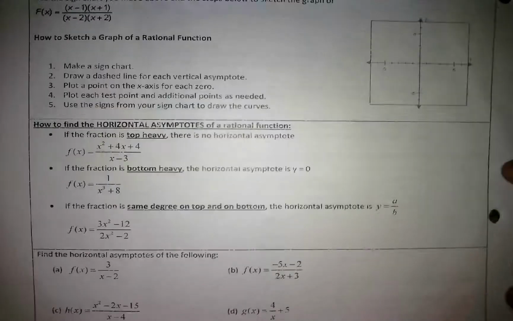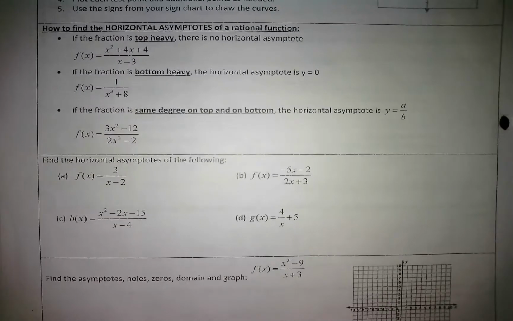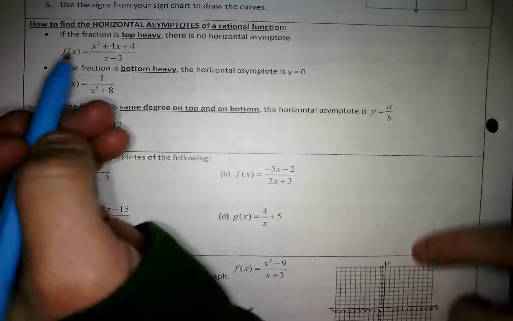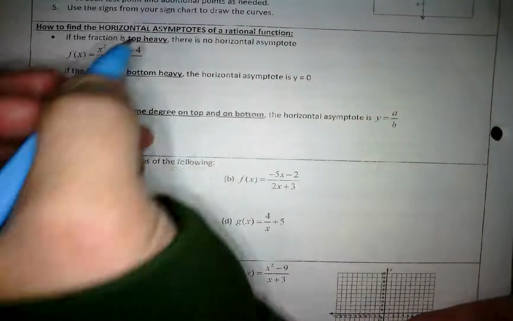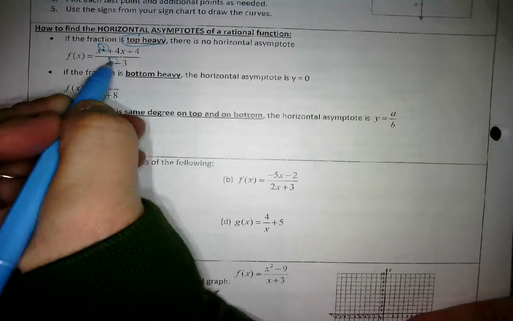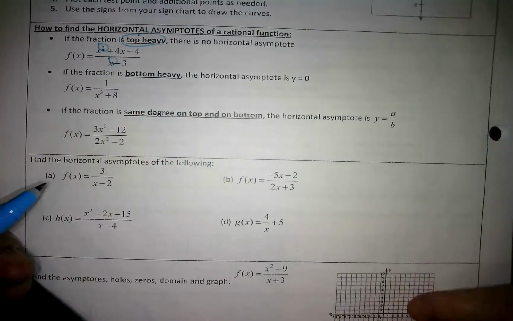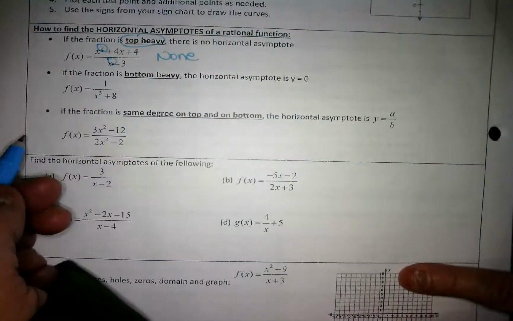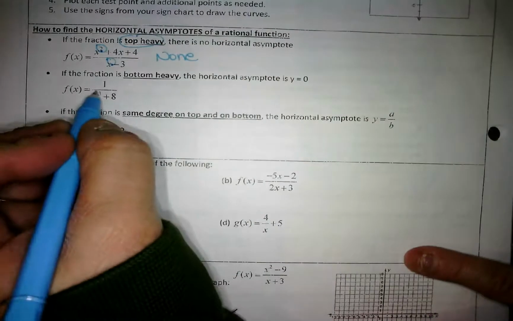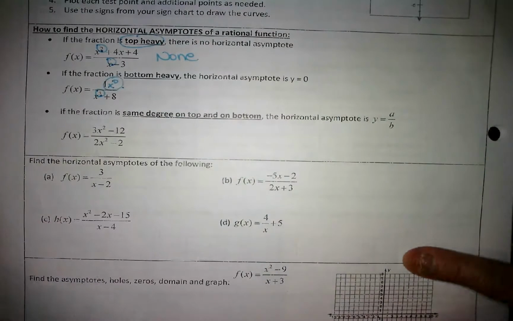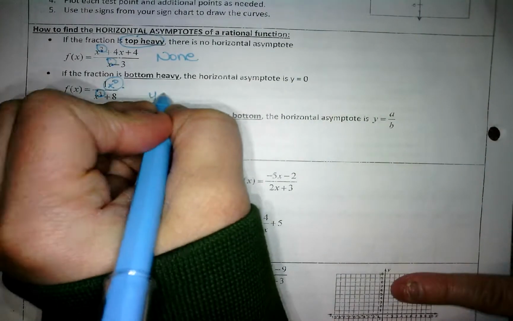Okay, all right. So now we're going to talk about horizontal asymptotes, and then we're also going to talk about holes. So horizontal asymptotes, there's 3 different things. If the fraction is top-heavy, meaning the exponent on the top is greater than the largest exponent on the bottom, then that means that there is none. If the fraction is bottom heavy, in other words, the exponent in the denominator is larger than the exponent in the numerator, then you're going to have an asymptote at y equals 0, and that's horizontal.